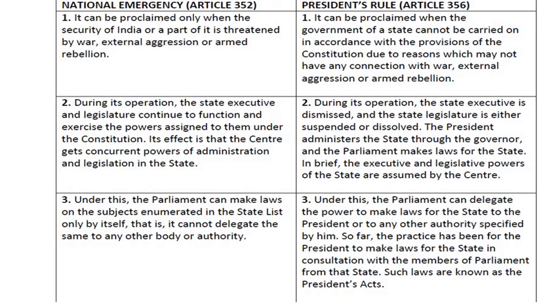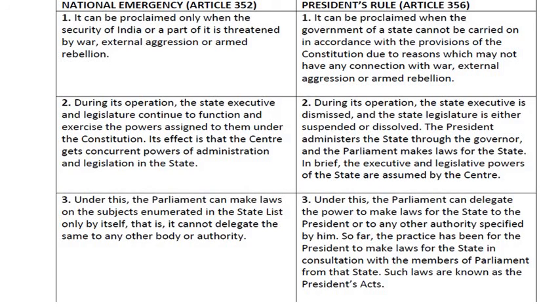The national emergency can be proclaimed only when the security of India or part of it is threatened by war, external aggression or armed rebellion. And I already said the two articles in the presidential rule. Then the second difference: during its operation, the state executive and legislature continue to function and exercise the powers assigned to them under the constitution. Its effect is that the center gets concurrent power of administration and legislation in the state.